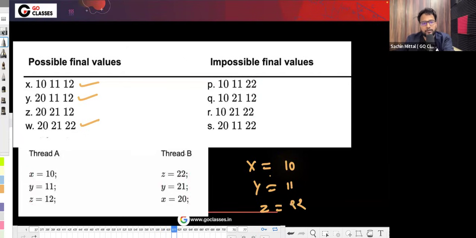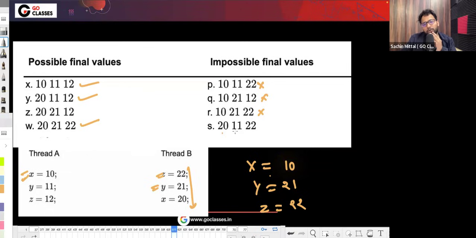10, 21, and 22. See here, these two are not possible. You want to keep this 10, 21, and 22, right? If you want to keep this, you have to execute this fully, and then only you should be executing this. But then this will get overwritten, so that's why this is not possible.